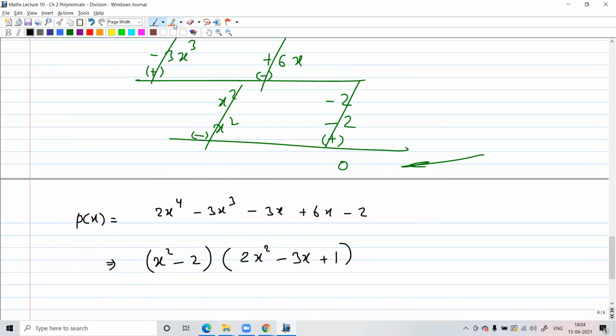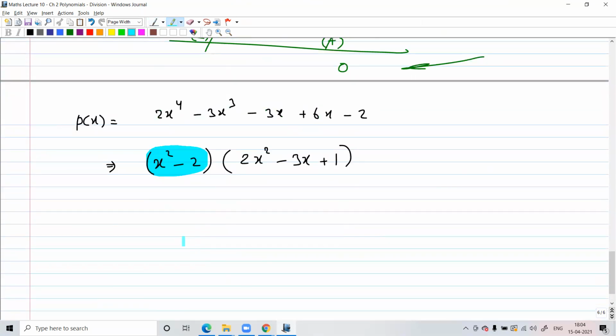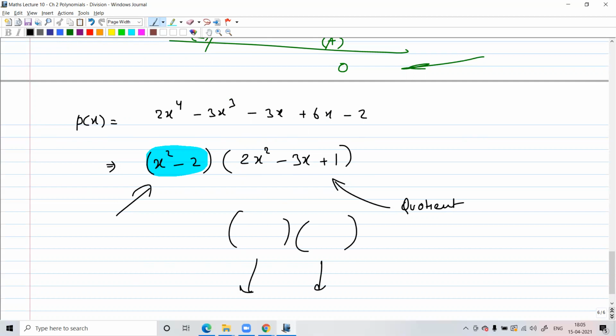And how did we find this x square minus 2? Everyone remembers that? Using the two zeros, square root 2 and minus square root 2, we got this factor. And how did we get this other factor? We found it by dividing. Since it is in quadratic form right now, I can't directly get the remaining two zeros. You simplify it further. This is just a quadratic polynomial. You can use the splitting the middle term method and find the two factors of it, and using that, you find the remaining two zeros.